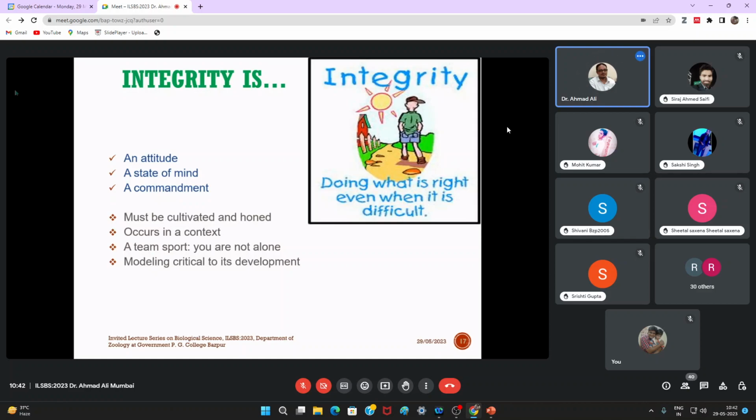situation becomes very difficult. Okay, so it's an attitude, a state of mind, a commandment that must be cultivated and honed. So now you may realize why, in the last 3-4 lectures on research methods, the government is trying to imbibe this at an early stage, at the UG level and the PG level, so that when you become a researcher tomorrow, you are aware of what scientific conduct is, what the way to conduct and report research is, and you do the science with integrity.